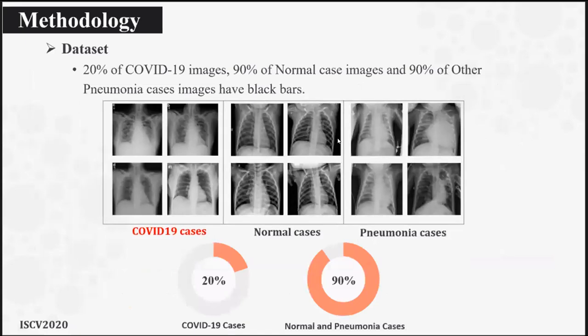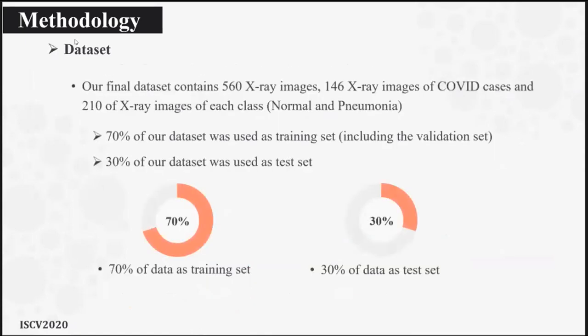So after a manual inspection of the data set, it became apparent that almost 20% of COVID-19 images and 90% of normal case images and 90% of other pneumonia case images have this kind of black bars. So our final data set, which we took from these two sources, contains 560 X-ray images: 146 X-ray images of COVID cases, and 210 X-ray images of each class, normal and pneumonia.